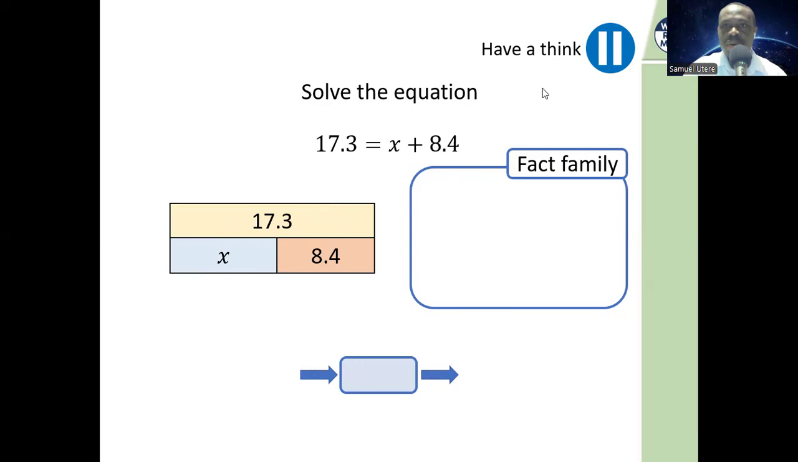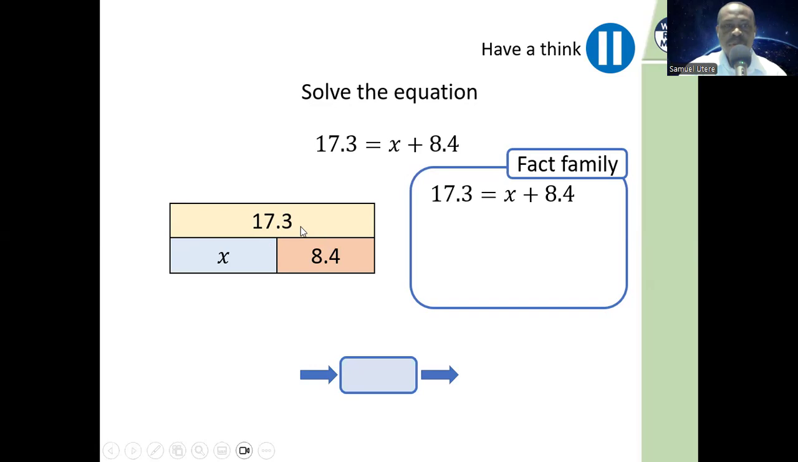So pause and write your fact family. How many of them can you write? Remember, for this, you can write 2 addition and 2 subtraction. I'm just giving you a hint. Okay, I'm sure you would have come up with these.